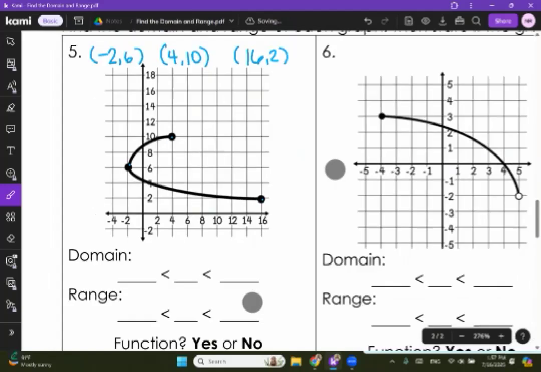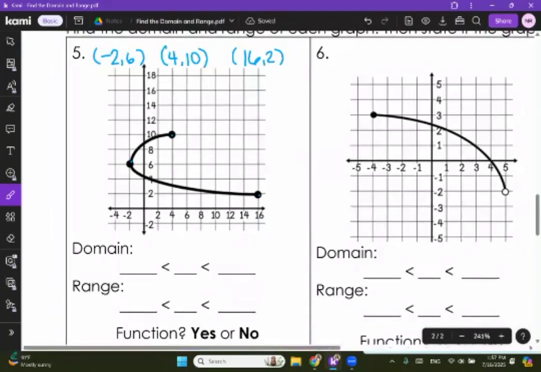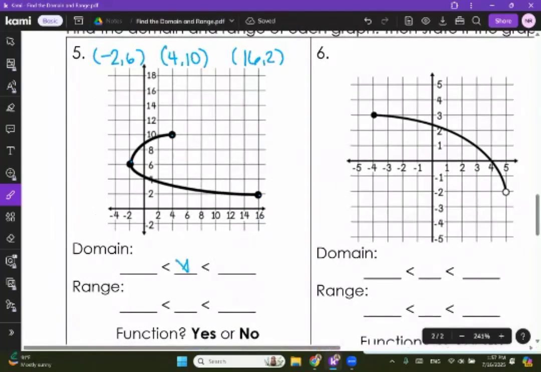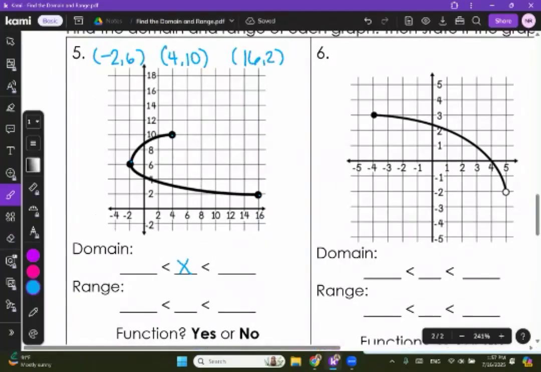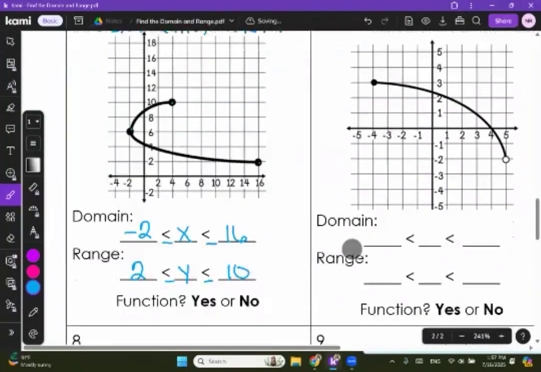X and Y. All 3 points are closed circles, so I don't have to worry about open circles here. Now, out of all 3 numbers, which one's the smallest x value? Negative 2. The highest between 4 and 16 would be 16. With the y, the smallest number is 2. The highest is 10.